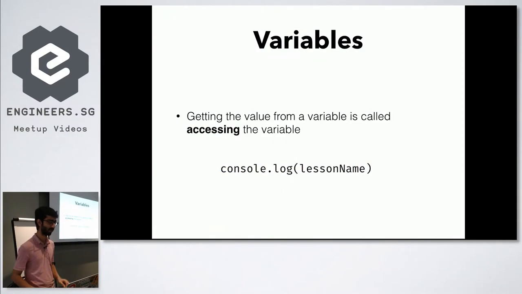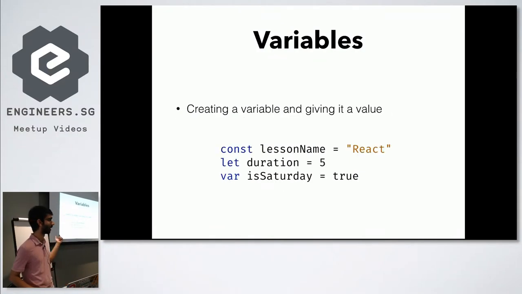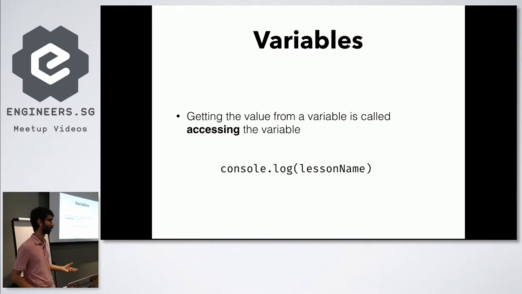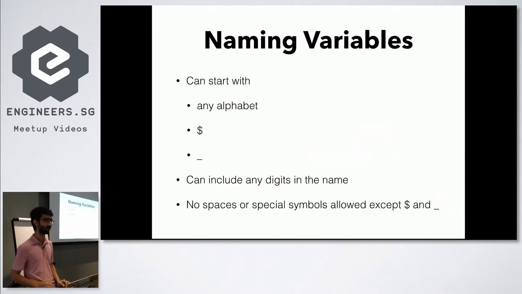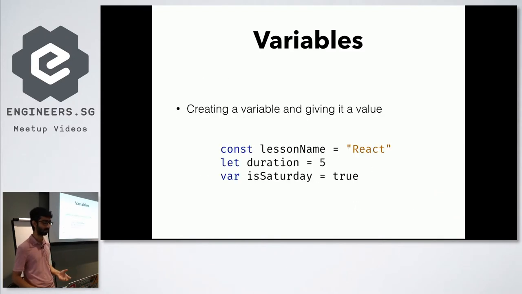Cool. So you can declare variables, and then after you've declared them, given them some values, you can actually use them in console log, and as we'll see later on, other things as well. So basically like that, declare it, use it. Now let's talk about the names of variables. Right now we had some names like lesson name, duration is Saturday. There are some rules around what the names can be.